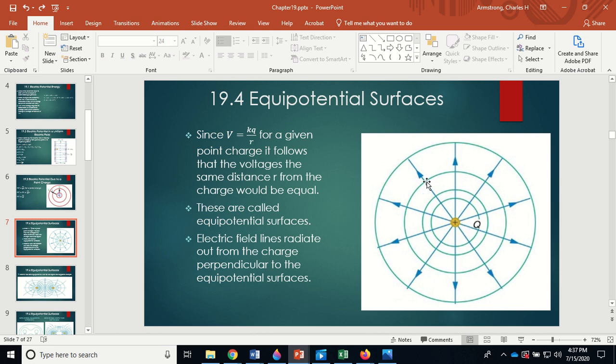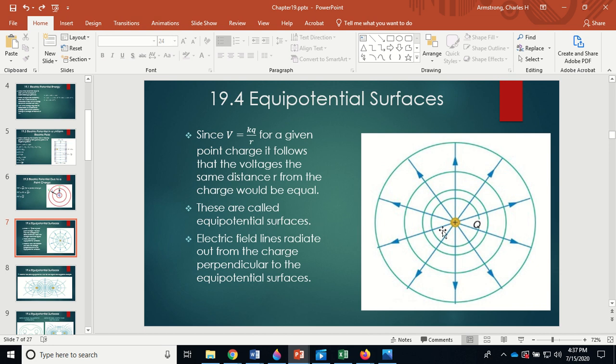So now here, the same voltage all the way around because the r is the same. The only thing that's different in this equation is the r. The k is the same, 9 times 10 to the 9th newton meters squared per coulomb squared. The Q is the coulombs, that's this guy right here, and we didn't change that. So anything that changes is the r. If the r is the same, the voltage will be the same. These are called equipotential surfaces.